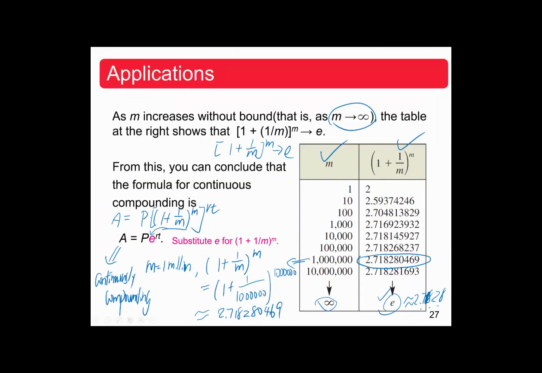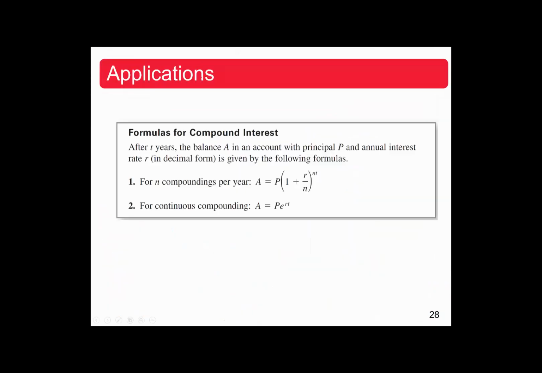Okay. And now we have learned two formulas so far, right? n compoundings per year, this formula. And if it is continuous compounding, we use another formula with a base e. Both bases, 1 plus r over n, are greater than 1, and e is greater than 1, right? So both bases are greater than 1, meaning it's an exponential growth model.